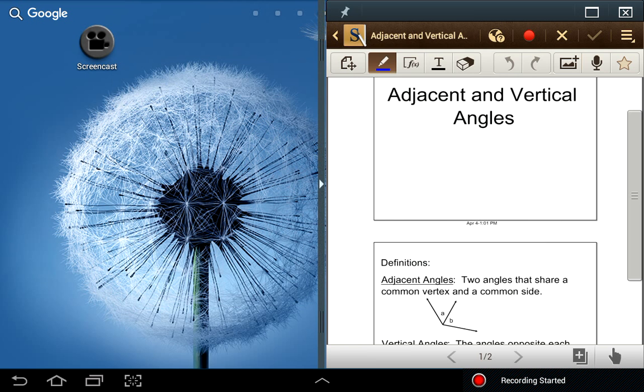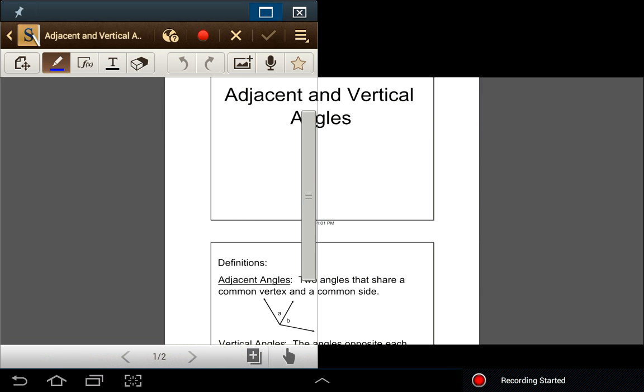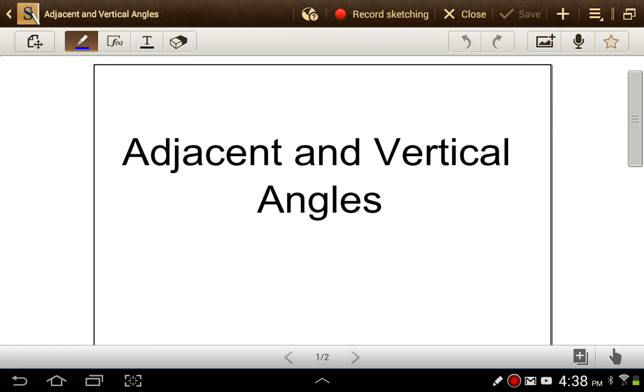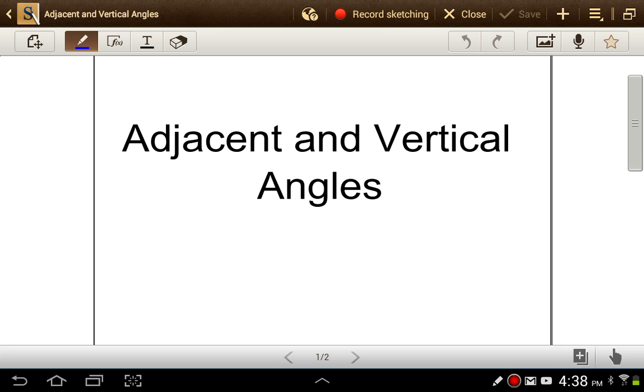Okay guys, here's our video on adjacent and vertical angles. So we're going to be talking about what adjacent and vertical angles are and a couple problems on how to use them or find other angles based on these angle relationships. Make sure you write your title on the top of your piece of paper, and I'm going to move on to our definitions.